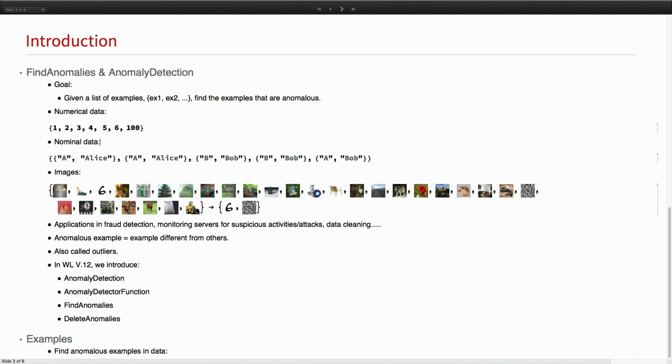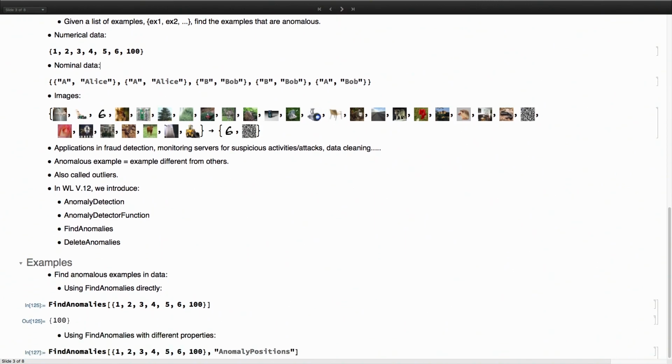It can be very useful in many areas like fraud detection, monitoring the server for suspicious attacks, cleaning data, restructuring data. And in some literature, it is also called outliers instead of find anomalies or anomaly detection. So we introduced 4 new functions related to find anomalies: AnomalyDetection, AnomalyDetectorFunction, FindAnomalies, and DeleteAnomalies.